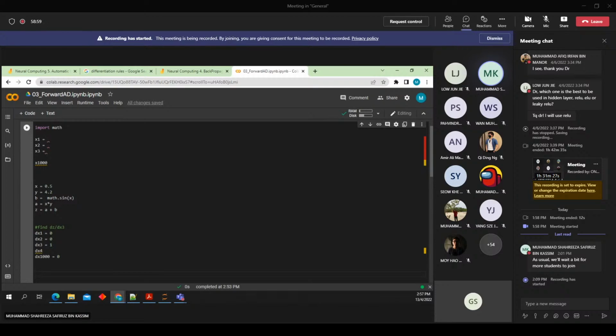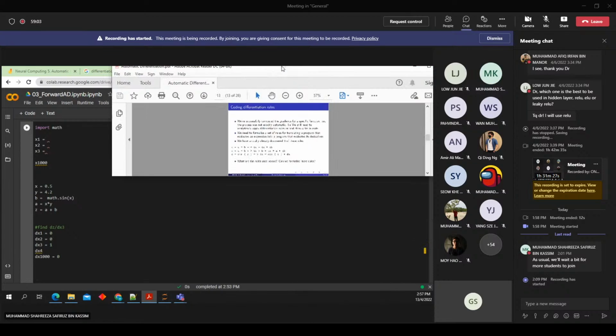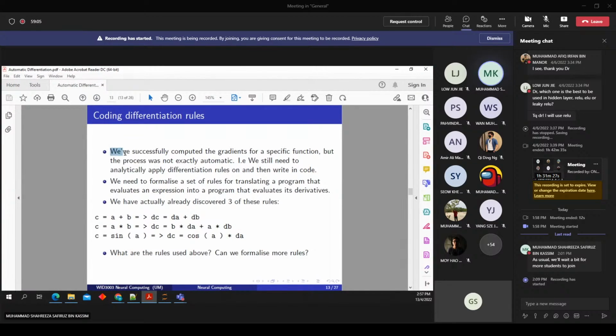Okay, so this is very inefficient. I'll talk about this in the slides again. As you can see, we've successfully computed the gradients for a specific function, right? The process was not exactly automatic, right? We still need to analytically apply differentiation rules and then write them into the code, like you saw just now.